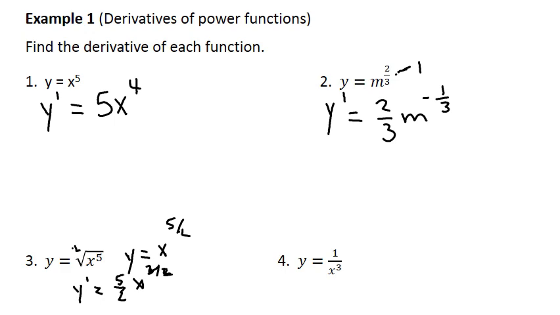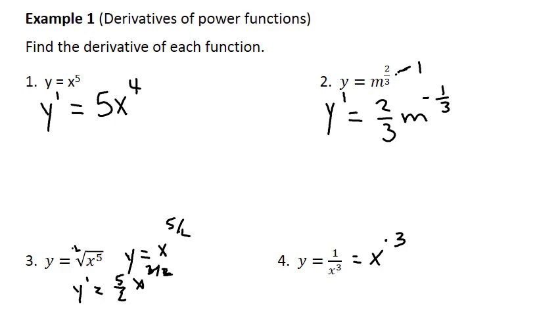Number 4 is another good example of something that doesn't appear as a power function but actually is. So 1 over x cubed is the same as x to the negative 3 power. I'm going to rewrite it first. Notice that's not the derivative. I just have equal signs there. It's the same as the original function.